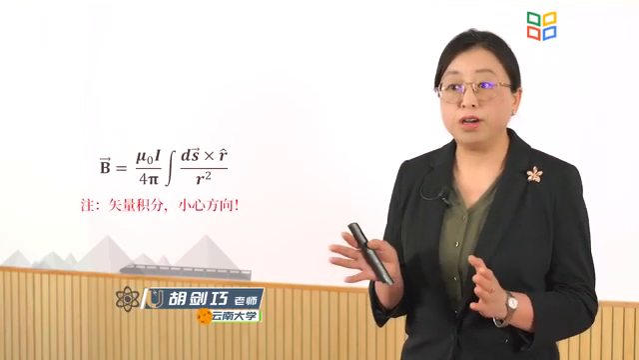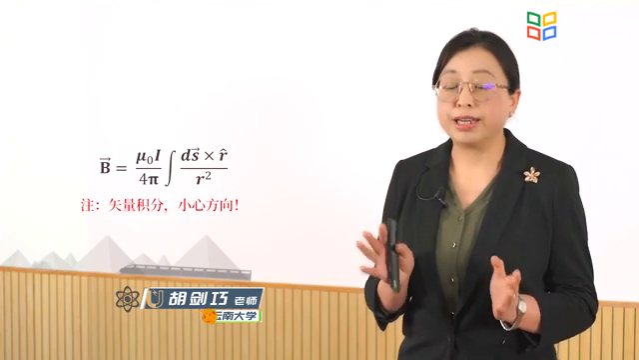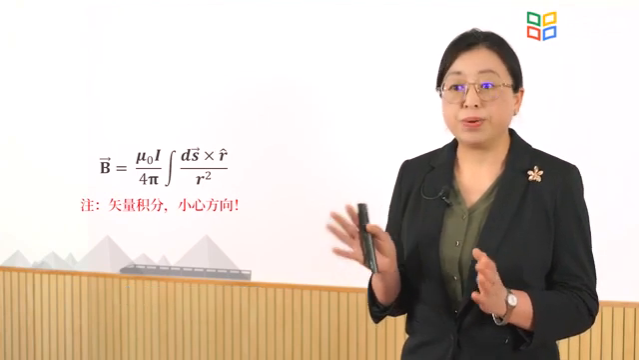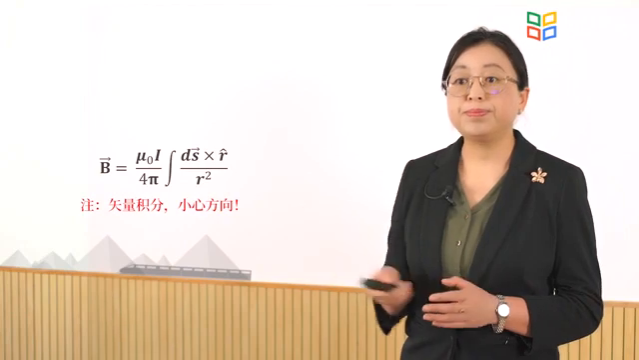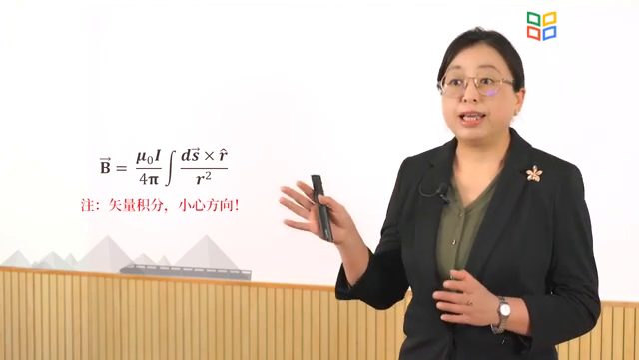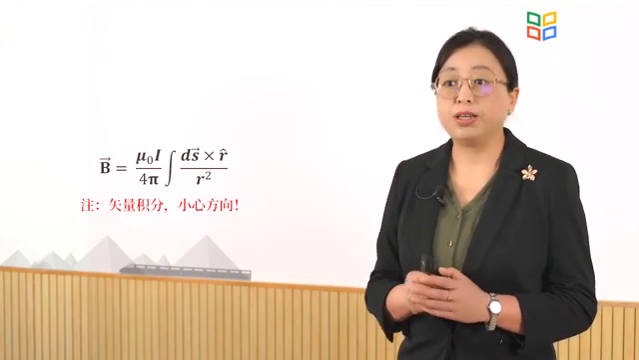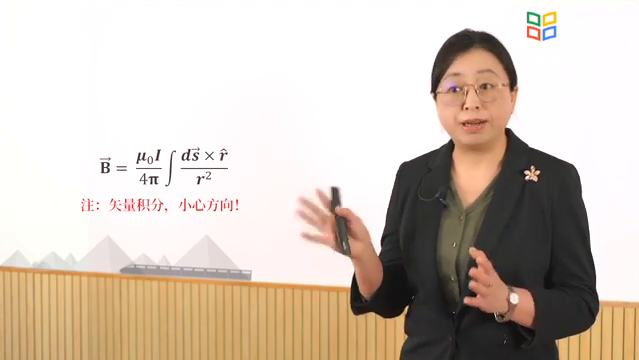It must be followed by integration over the current distribution as expressed by this one. Please note, the integral is a vector integral. We must be very careful about the direction. Well, in the next lecture, I will give you some examples to show how to calculate the magnetic field by applying the Biot-Savart law.